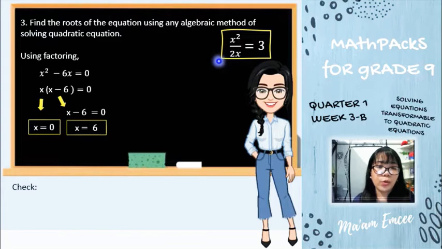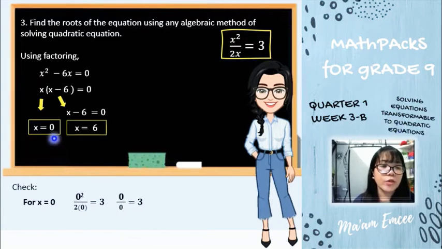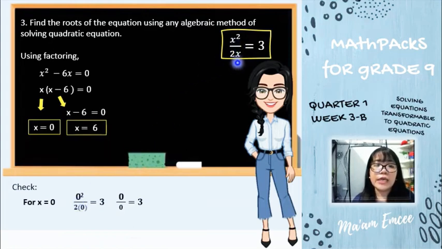To know whether these two are solutions of our original equation, we need to substitute these values of x into our equation. So let us start with x is equal to 0. We need to substitute 0 for every x in this equation. So instead of writing x squared, we write 0 squared. Instead of writing 2x, we write 2 times 0, and that will be equal to 3. Now we simplify. So 0 squared is equal to 0. 2 times 0 is equal to 0.